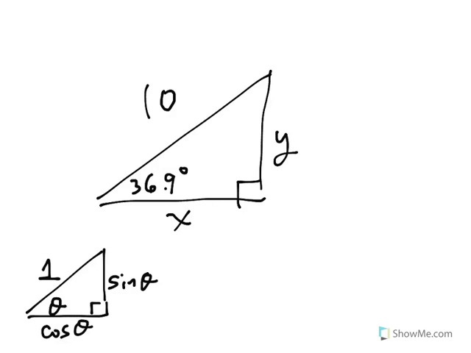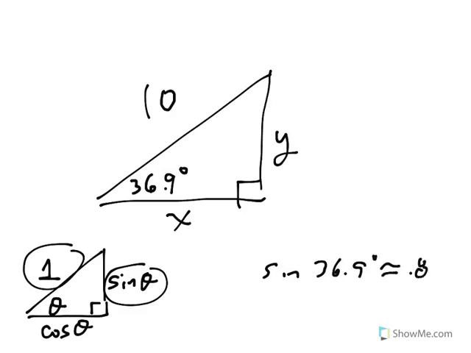Sine theta is almost like a percent. Like what percent? How big is the opposite side compared to the hypotenuse? So if sine theta is like 0.7, it's 70% as big. It turns out that sine of 36.9 degrees is about 0.8. So the side is 80% as big. So if the hypotenuse was 1, then this would be sine theta, cosine theta.